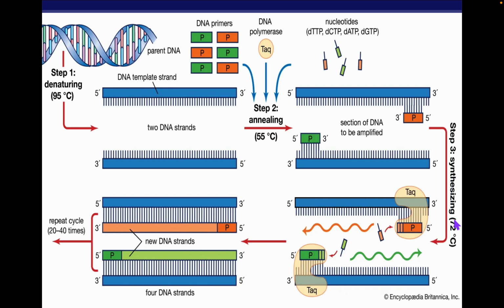So step 3, they're synthesizing at 72 degrees. We found the correct temperature to do this. And then step 4 is just finishing this DNA. And we repeat this cycle 20 to 40 times to get more DNA. PCR just simply means polymerase chain reaction. We add polymerase, we add primers, we change the temperature.